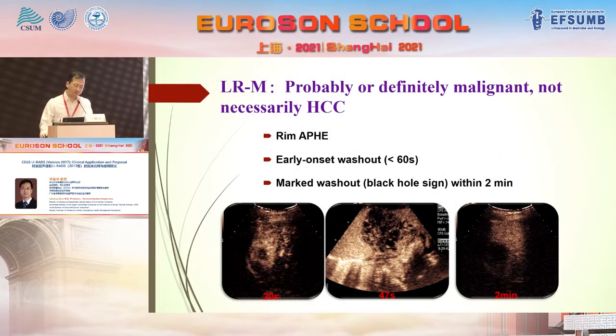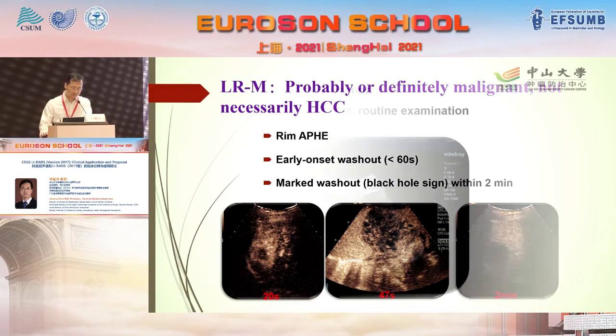And LR-M means probably or definitely malignant, but not necessarily HCC. A lesion could be classified as LR-M if there is any of the 3 criteria: rim hyperenhancement, which is common for ICC, or early washout, meaning the onset of washout was detected within 60 seconds after microbubble injection, or punctate appearance was found within 2 minutes after microbubble injection.